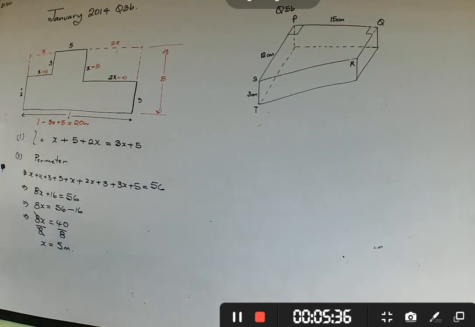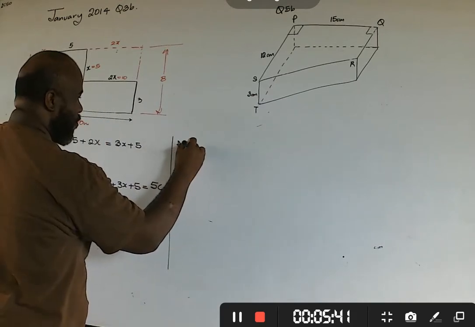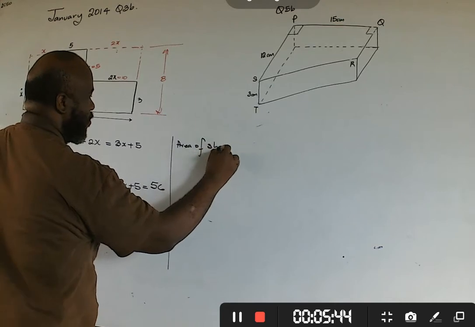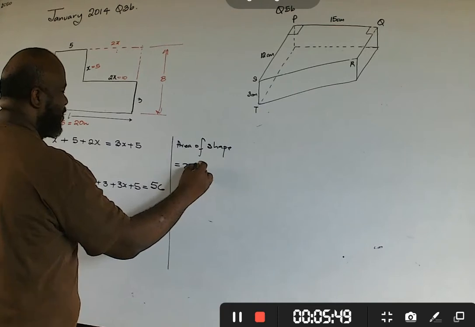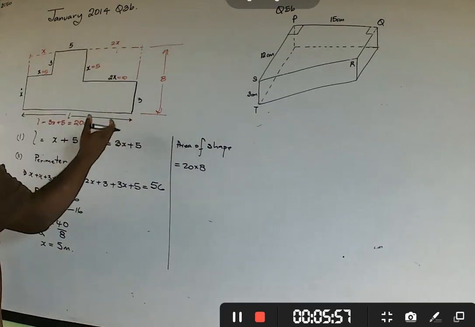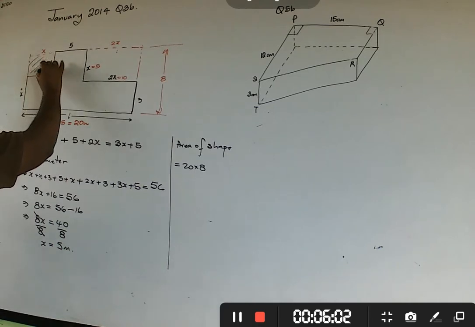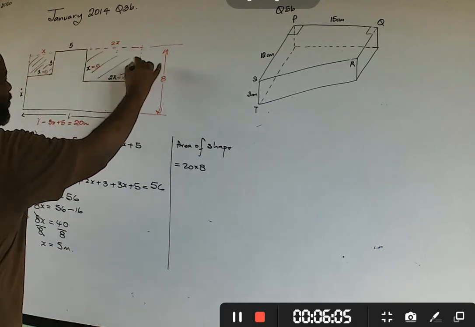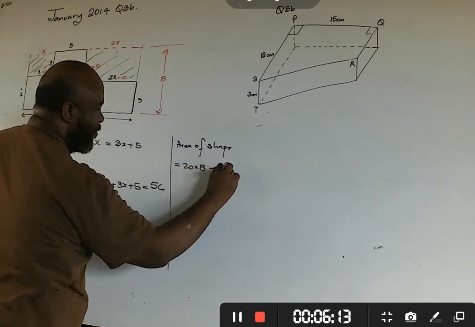The area of the shape is equal to 20 by 8. 20 by 8 gives me the area of the entire thing, doesn't it? Yes, sir. Now we're going to take out the piece here. The piece here is 5 by 3. Minus 5 by 3.